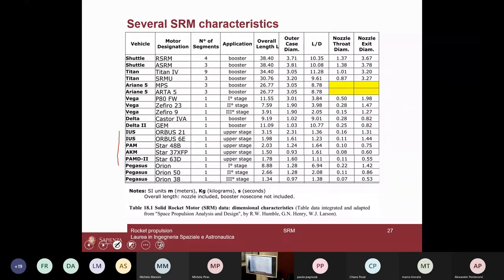And you see that more or less they hold the case diameter of between 3 and 4 meters, but you see that length or height can be very large, as large as about 40 meters for the Space Shuttle. And so the Ariane 5 boosters are slightly scaled down with respect to those of Space Shuttle. And so you see here also the length to diameter ratio, which is about 10 for these cases.